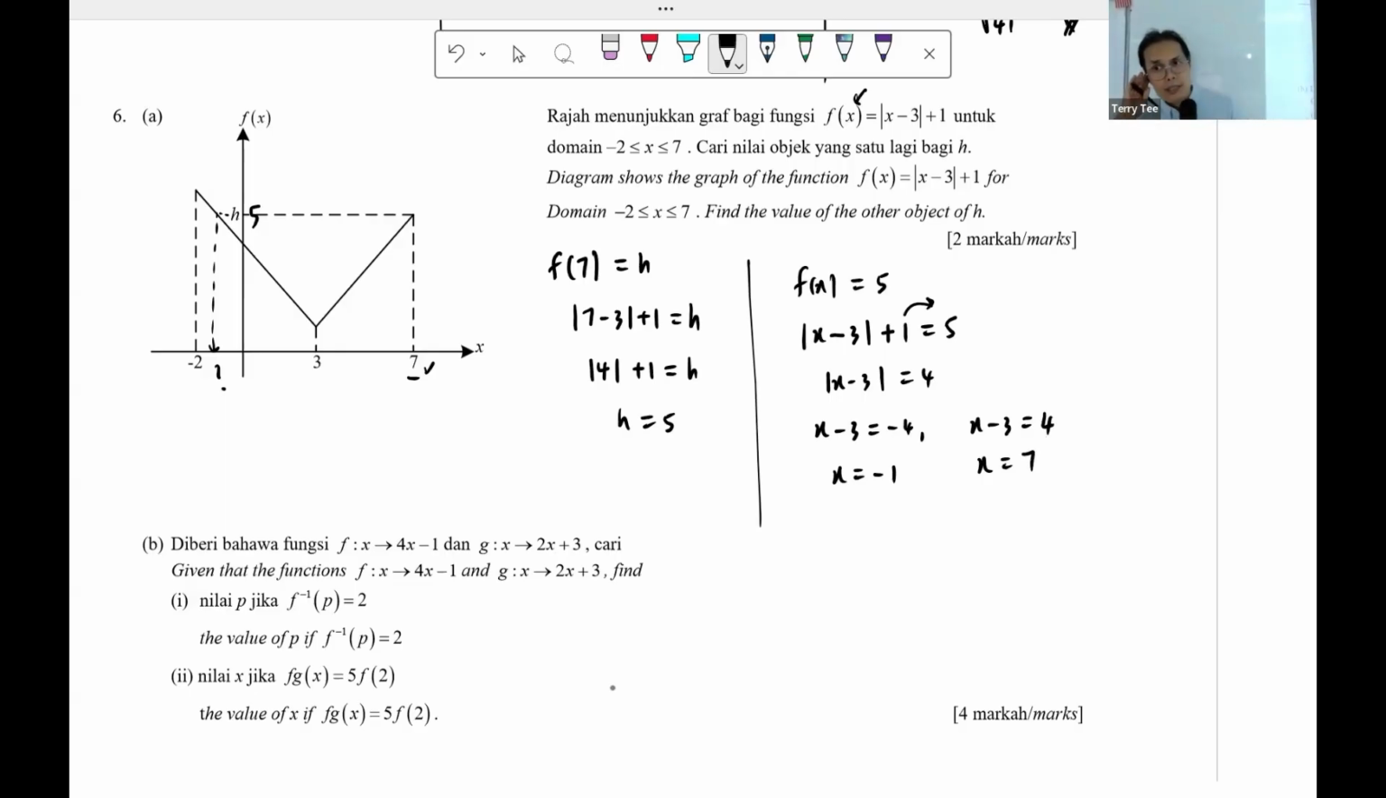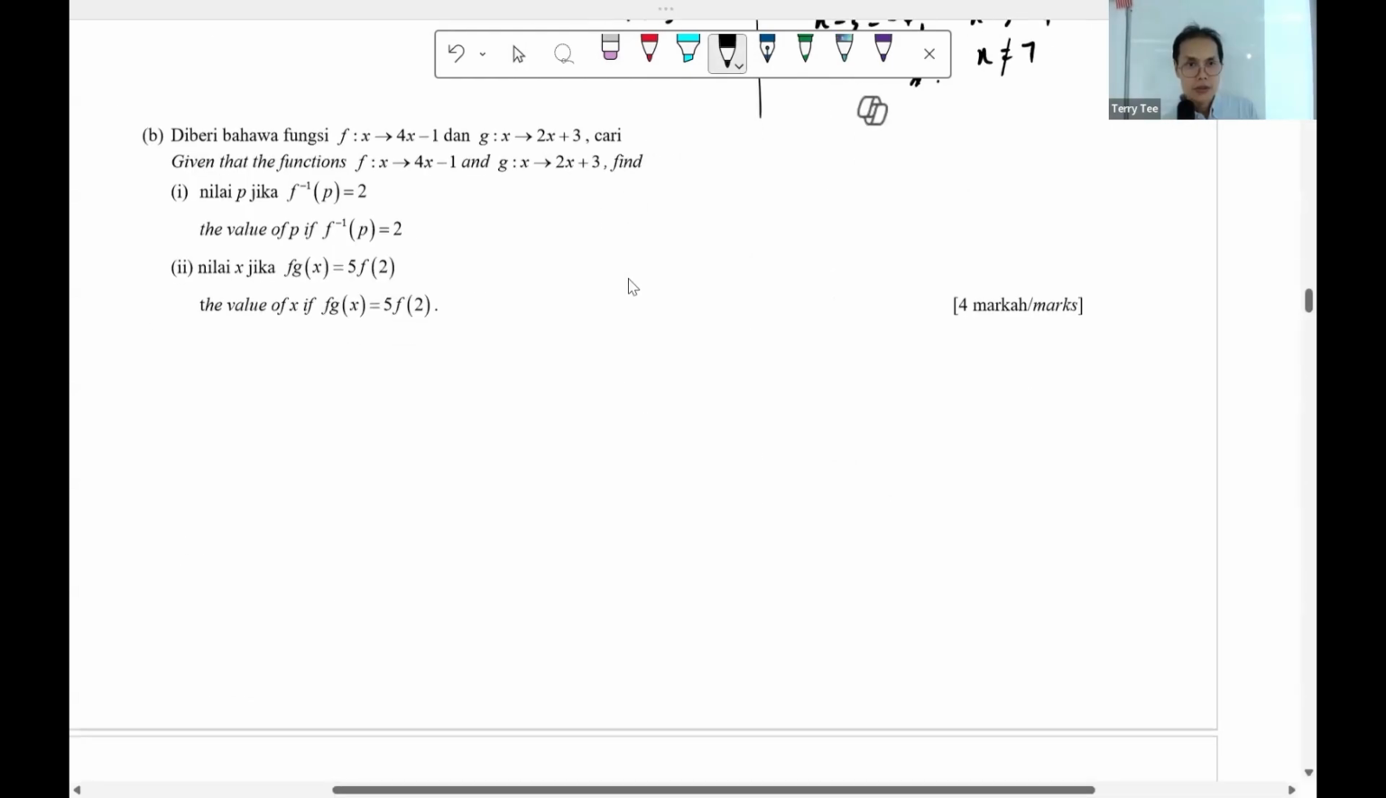Okay, which one should I take? Which one should I skip? We should take negative 1. How come I cannot take 7? Well, 7 is the original value here. This is 7, right? Second one should be here, right? Negative 1 should be here, right? So we know x can't be 7. Therefore, x is negative 1. Moving on to part B.